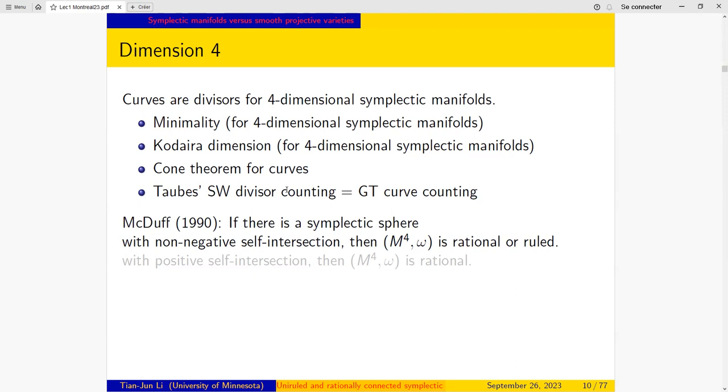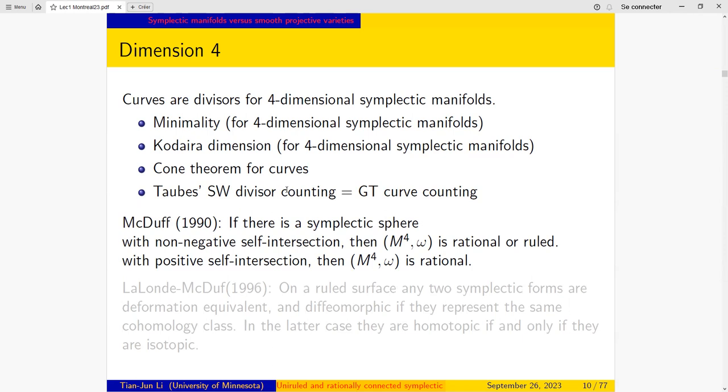I think it is useful for students interested in the subject. Another companion result is that if the symplectic sphere has a positive self-intersection, then the manifold will not be rational. And this is a nice economy here. We'll see this. It is somewhat generalized to higher dimensions.